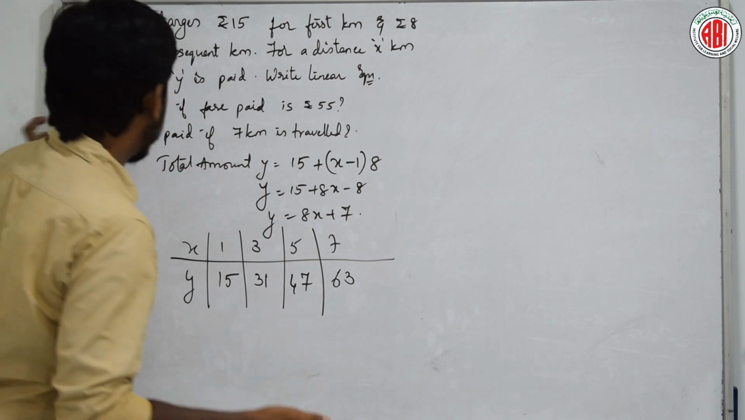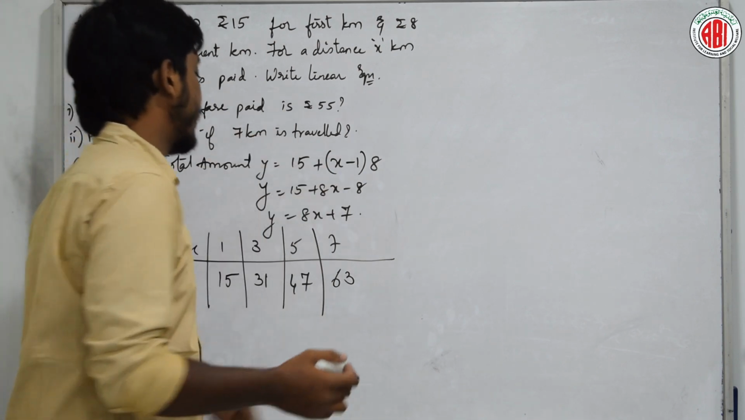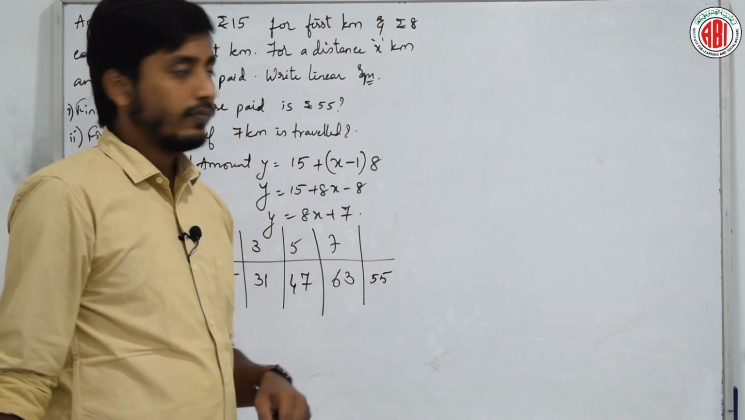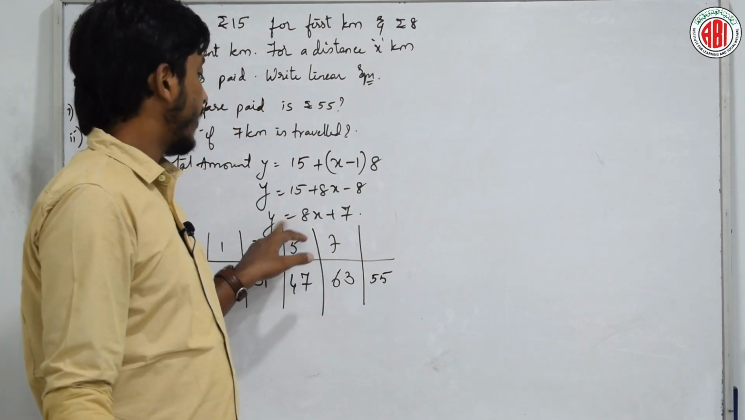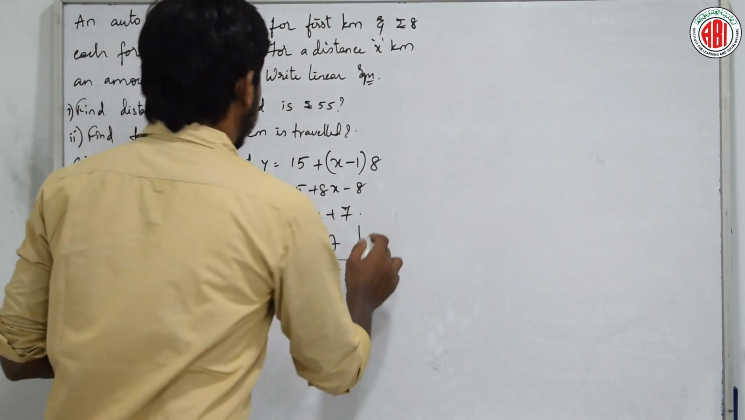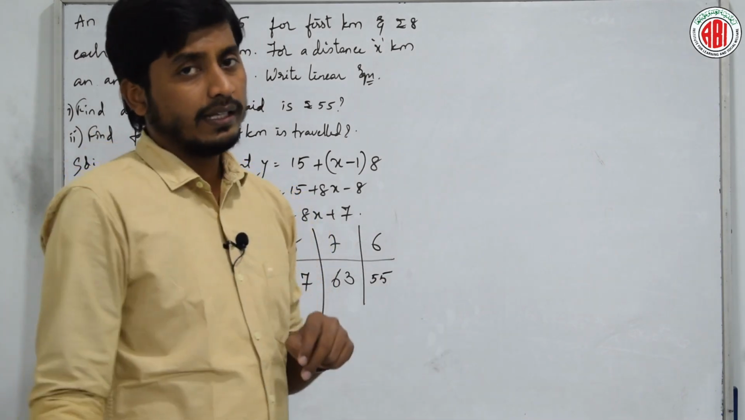Clear? Then he is asking us to find the distance if the fare paid is 55. y is 55. If I substitute 55 here, 55 minus 7 is 48, and 48 divided by 8 gives 6. Clear?